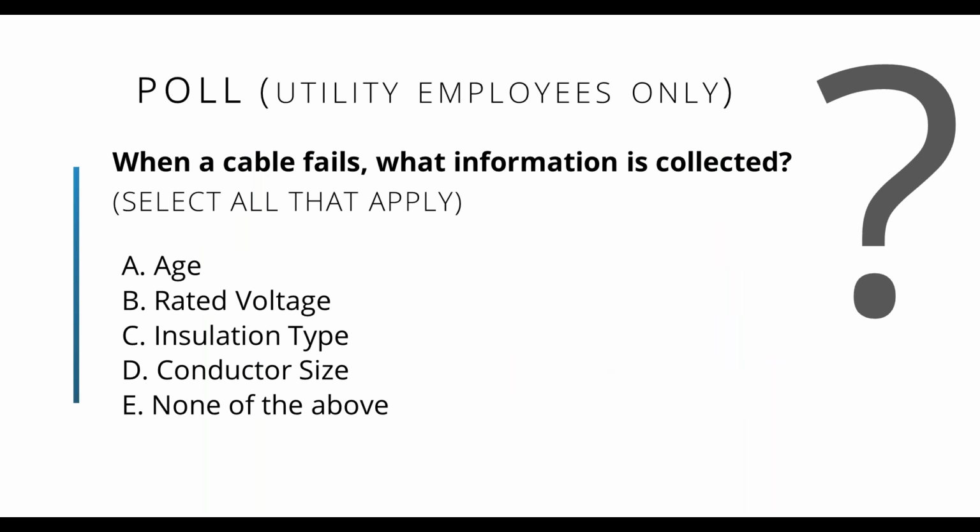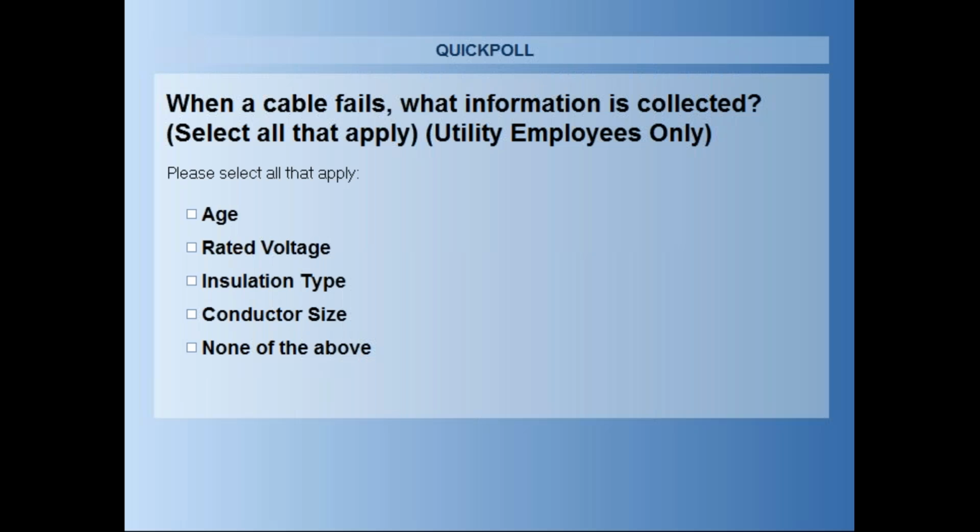So we are interested in coming up with failure rate models for cables. To do this, we need to understand what are the characteristics of the cables that actually fail. So when you have a cable that fails in the field and there is an outage ticket or some record, work order or something, what information for the utility employees is collected when a cable actually fails? We'll send that out to a poll. Give everyone a few seconds to answer this. Please select all that apply.